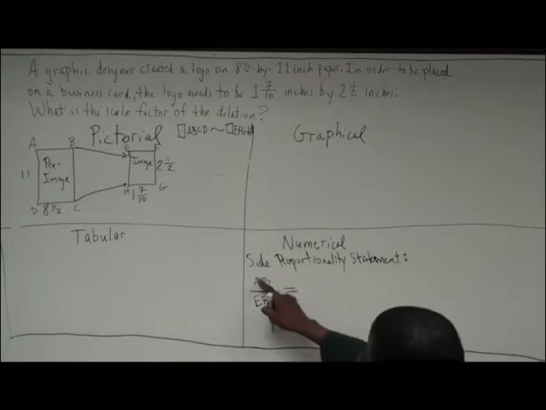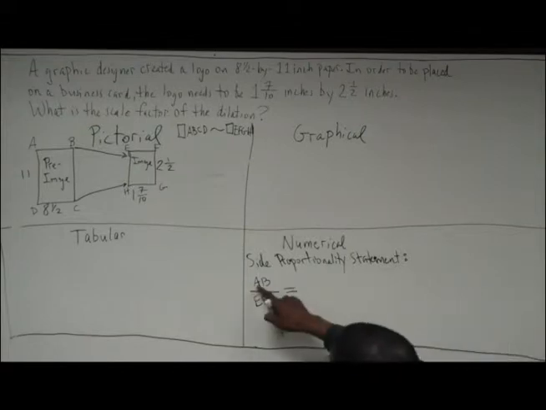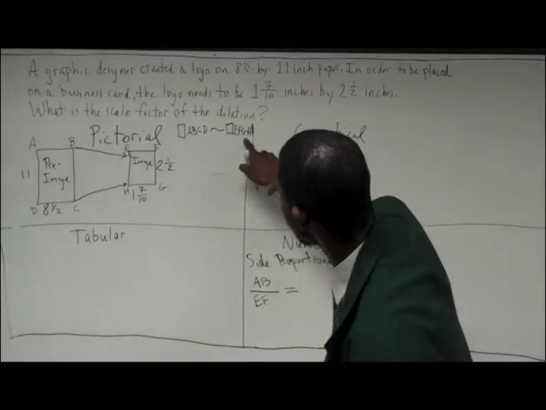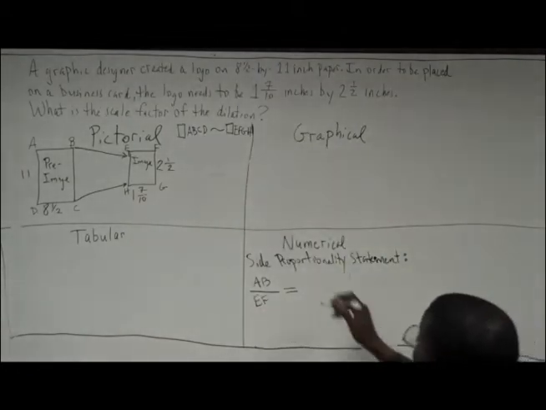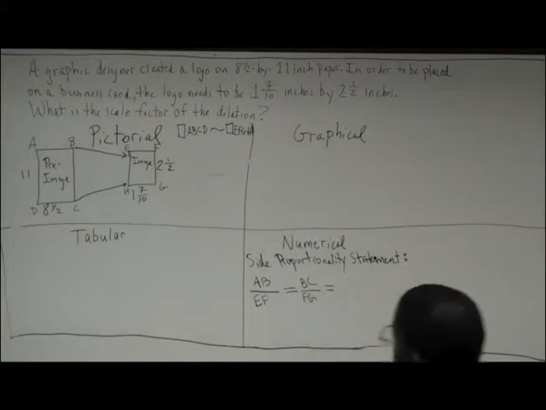In between each of the fractions, we'll need to use an equal sign. So the first two compared to the first two. We then go to the second and third letters compared to the second and third letters of the image. So we have side BC is proportional to side FG. And there's my equal sign again.